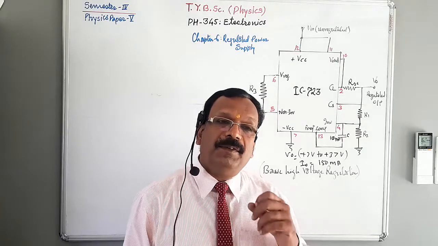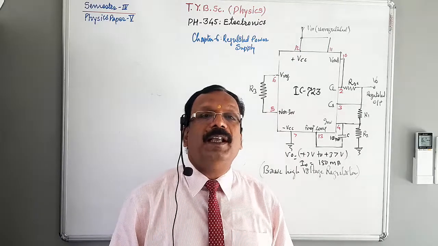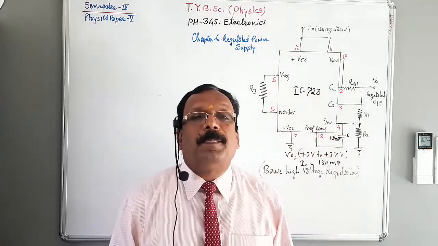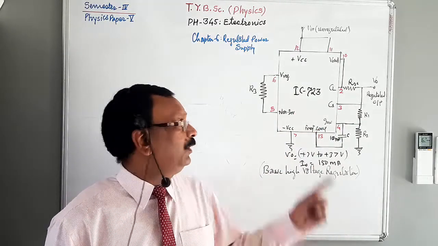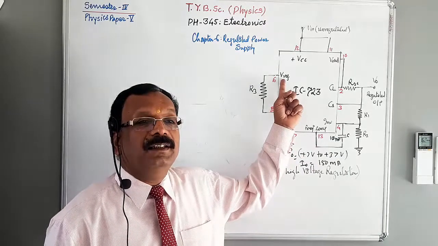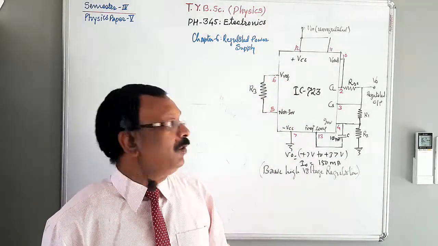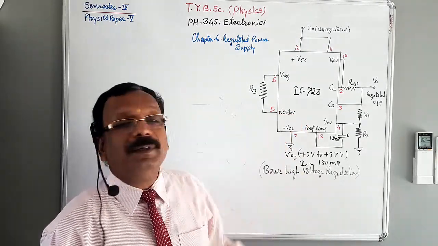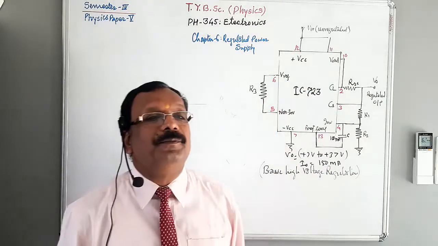Okay, that means, very simply, the reference voltage generated by the voltage reference amplifier, which is inbuilt in the block diagram of this IC 723, that is pin number 6, is directly connected through this resistor R3 to the non-inverting terminal, that is pin number 5 of the error amplifier.